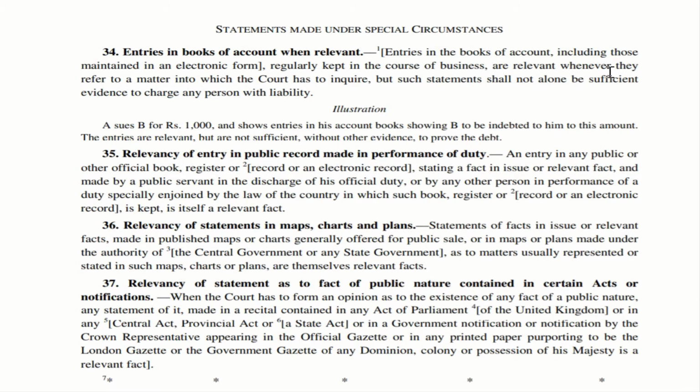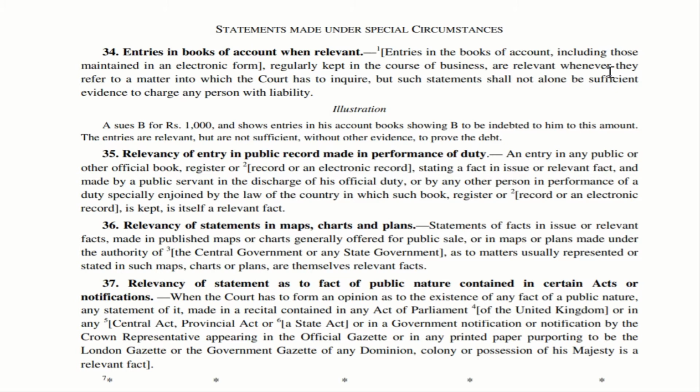Section 34, entry in books of account when relevant. The entries in the books are relevant if the court has to inquire into that particular matter, when they refer to a matter into which the court has to inquire. Imagine there is some dispute with respect to the accounts and the case is pending in the court. In that case, it is relevant. The entry in the books of account is relevant, but that is not sufficient to charge any person with liability.